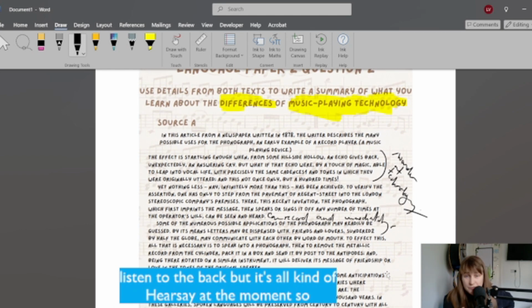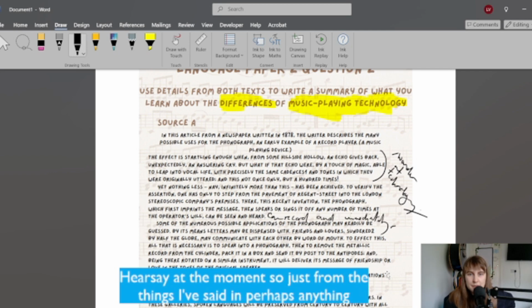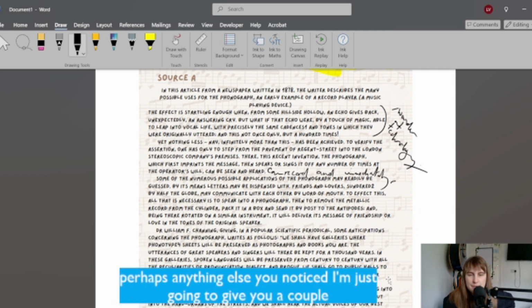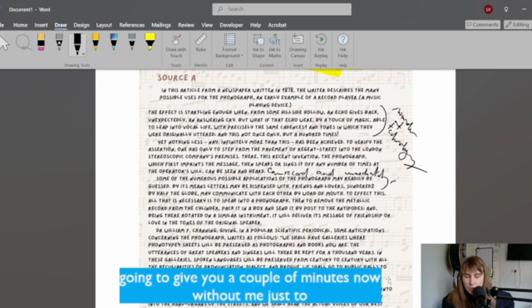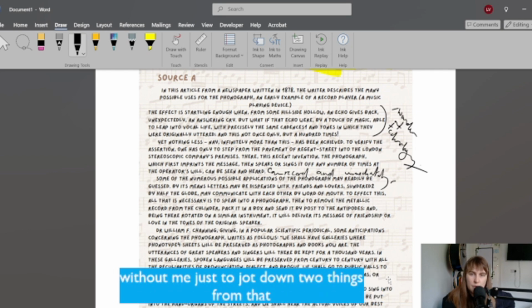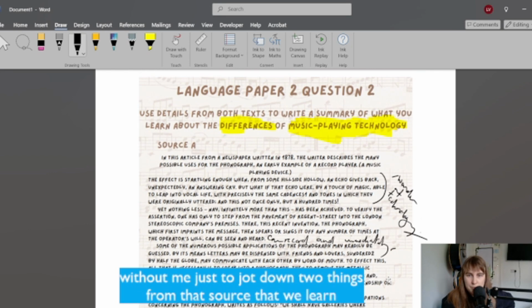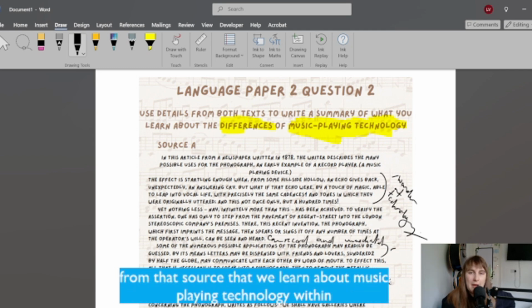So, just from the things that I've said, and perhaps anything else you noticed, I'm just going to give you a couple of minutes now without me, just to jot down two things from that source that we learn about the music playing technology within the source, so about the phonograph.